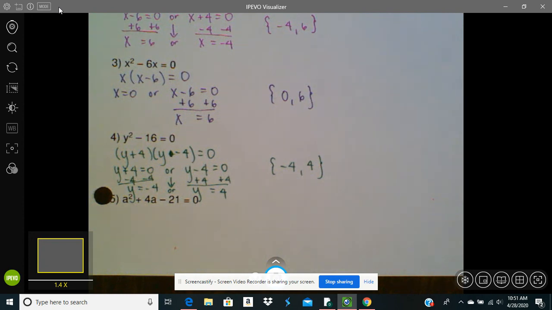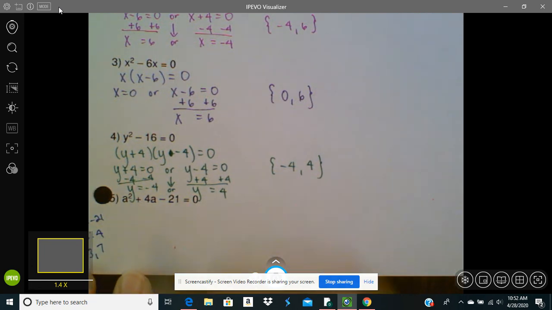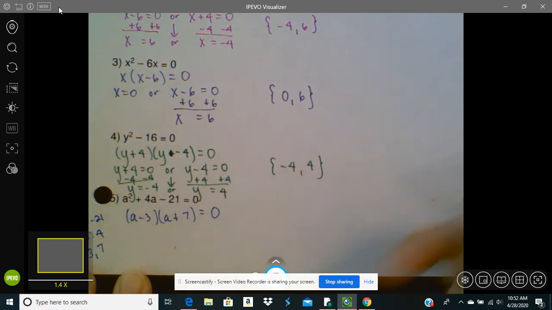All right, let's look at number 5. We have a squared plus 4a minus 21 equals 0. Okay, there's no common factor other than 1. There are 3 terms here, and I do see a quadratic trinomial. So that means we have to play product sum. Please give me 2 numbers with the product of -21 and a sum of 4. They have to be opposites. The bigger number is positive. So let's choose -3 and +7. So this factors to a minus 3 times a plus 7.